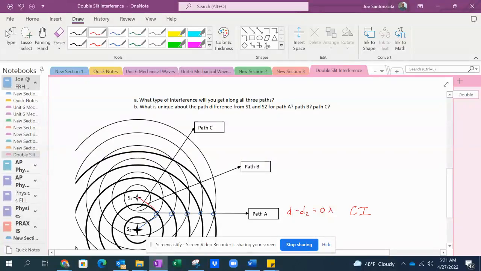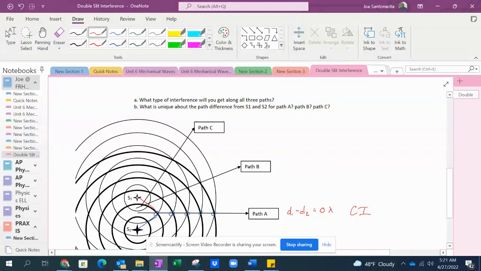However, the constructive interference is the waves from S1 and S2 travel both the same distance and constructively interfere at the point right along the middle of the two sources.